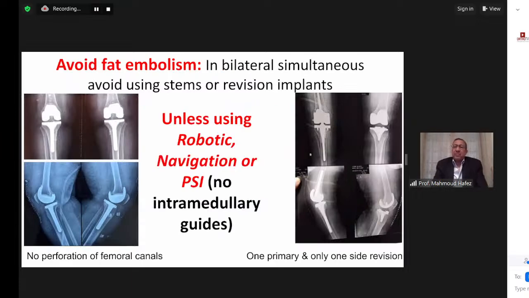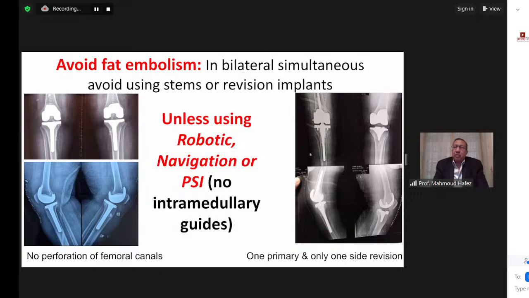So the disaster happens when a surgeon decides to do bilateral knee replacement for a patient with either severe deformity, with osteoporosis, with obesity, and in this case, a stem is indicated. So when you use a bilateral tibial stem, then even if you are using an extramedullary guide for the tibia as a routine, you're going to perforate and ream the tibial medullary canal.